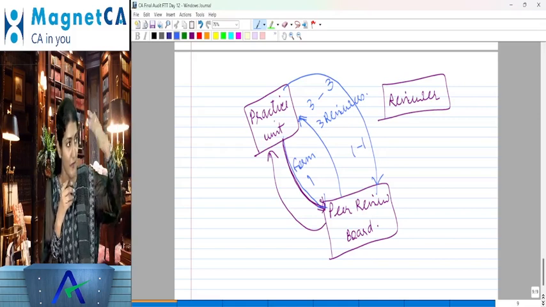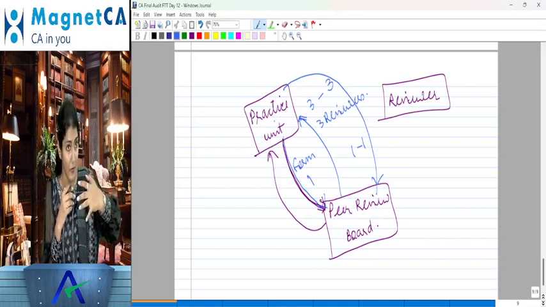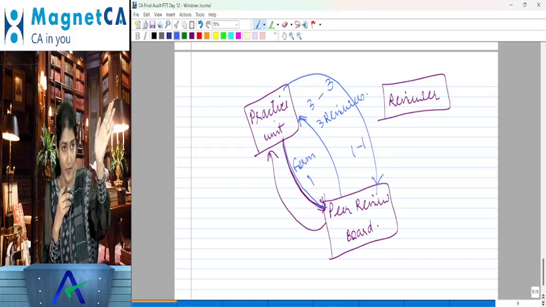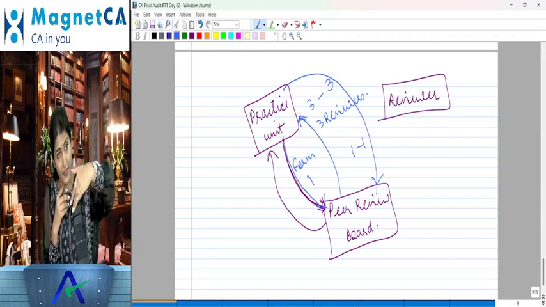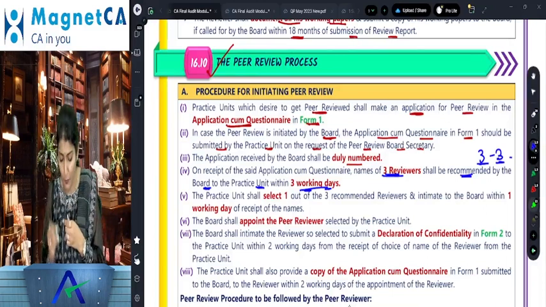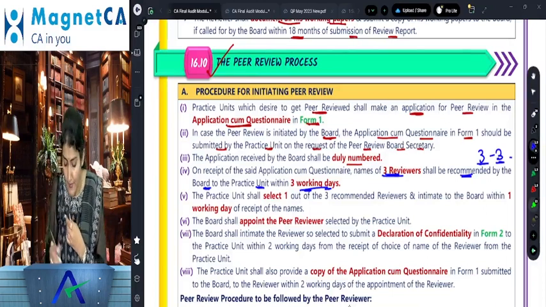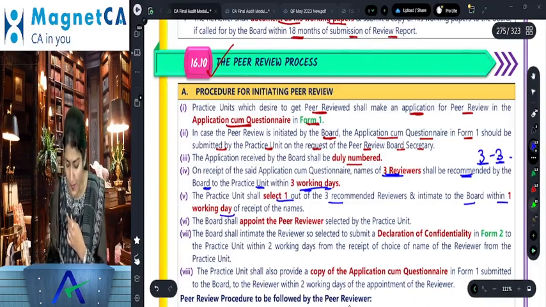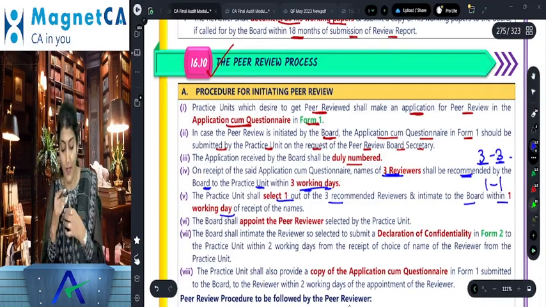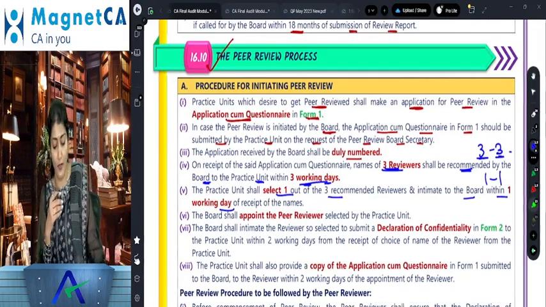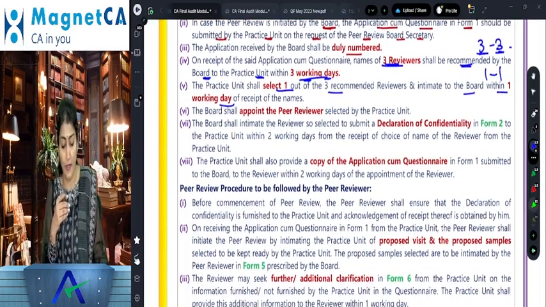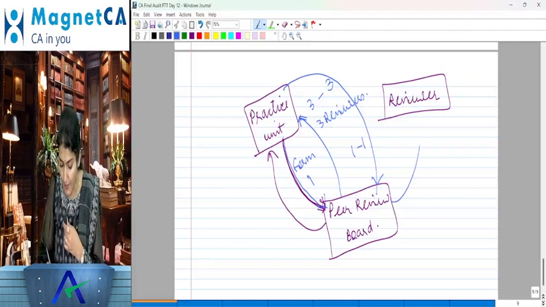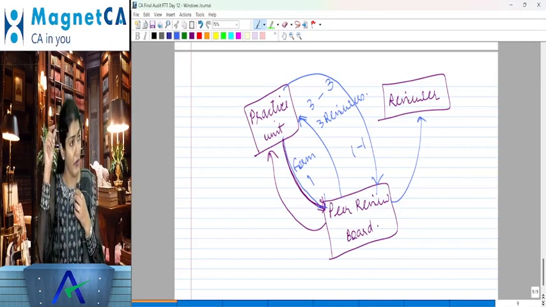First form 1 is received by the peer review board. Then they send a choice of 3 reviewers within 3 days. Then the practice unit has to select 1 reviewer within 1 working day. Are you understanding that? Select 1 out of the 3 reviewers recommended and intimate to the board within 1 working day. Then what does it say? The board will appoint the peer reviewer which is selected by the practice unit.